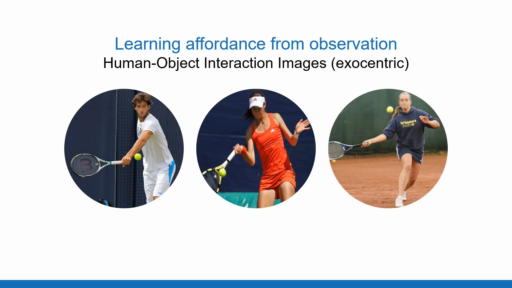In this paper, we aim to learn affordance grounding from observation. We let the model observe human-object interaction images, where objects are being interacted with. These images are called exocentric images, and are used for learning.